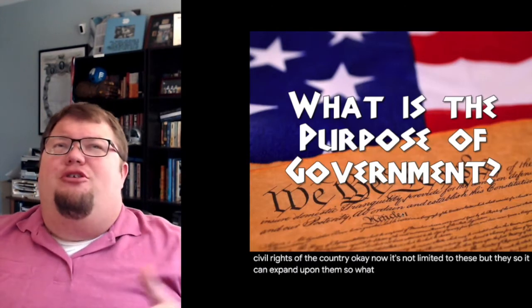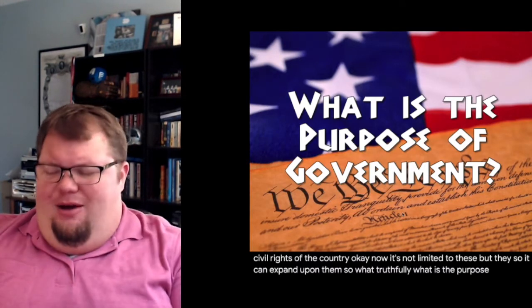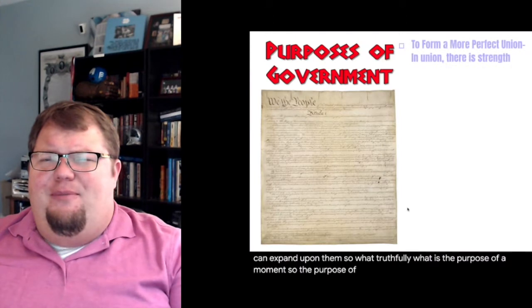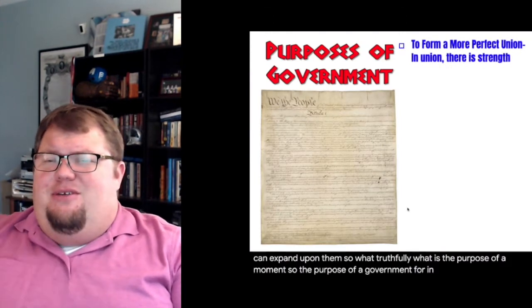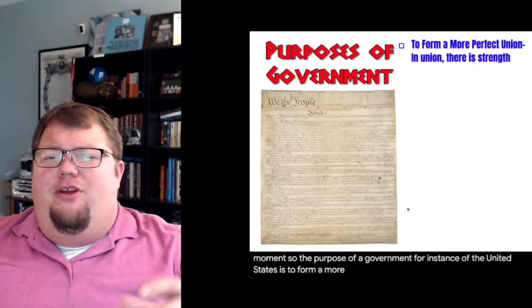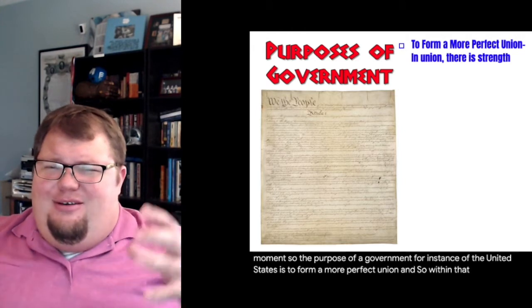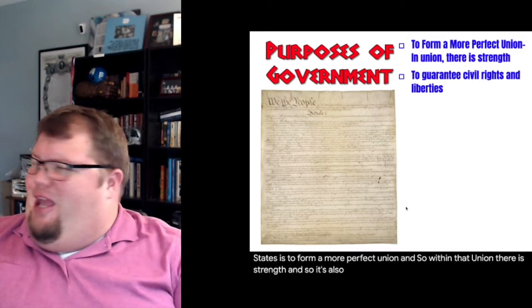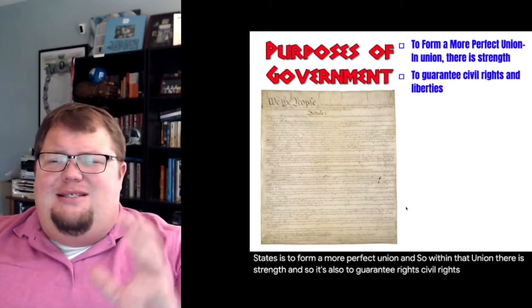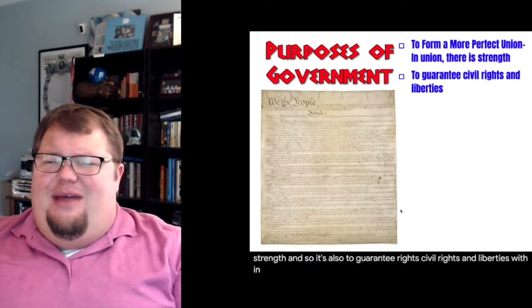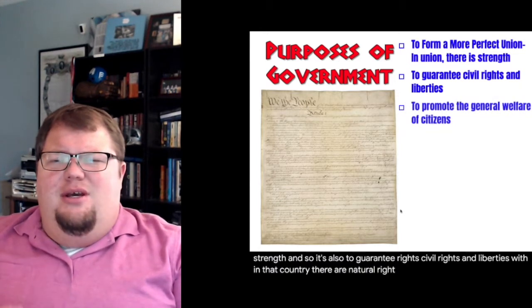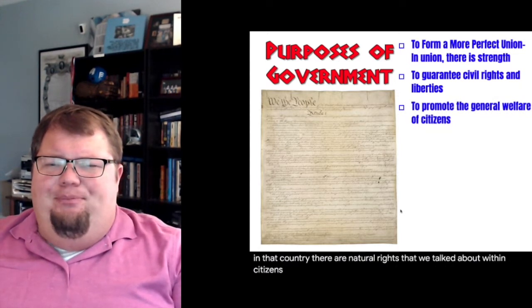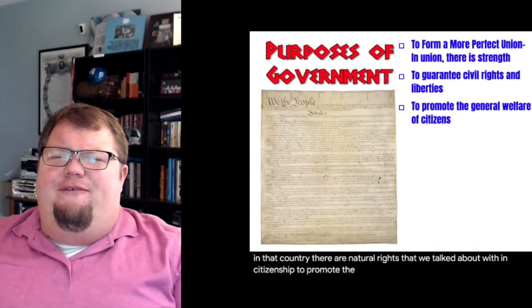So, what is the purpose of a government? The purpose of a government, for instance, of the United States, is to form a more perfect union, and within that union, there is strength. And so it's also to guarantee civil rights and liberties within that country. There are natural rights that we talked about within citizenship. To promote the general welfare of citizens.